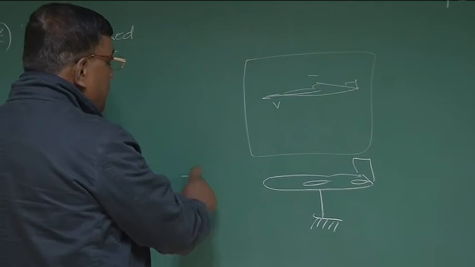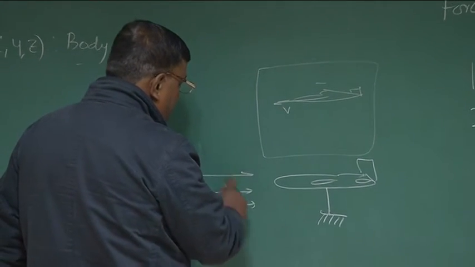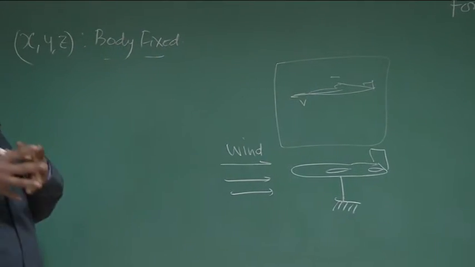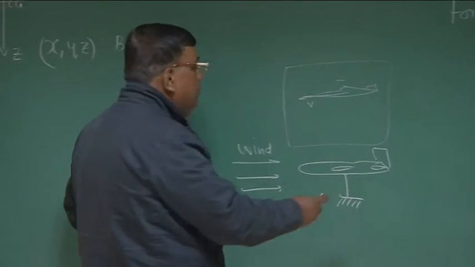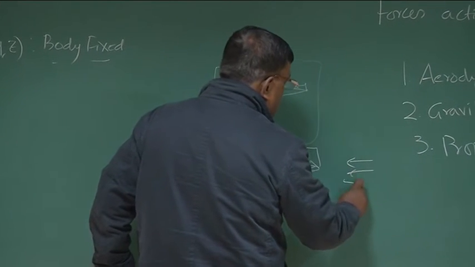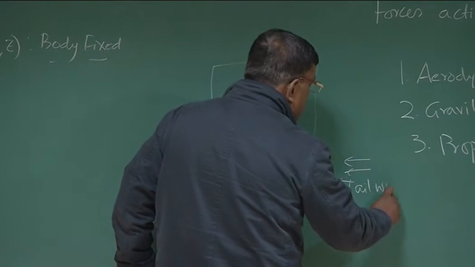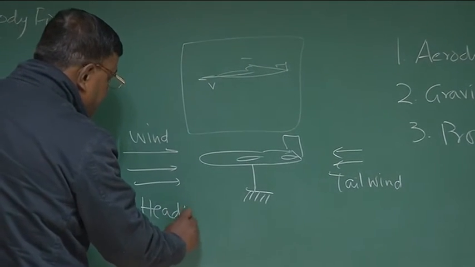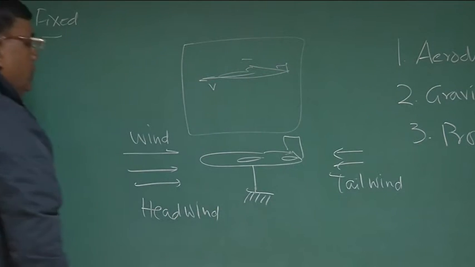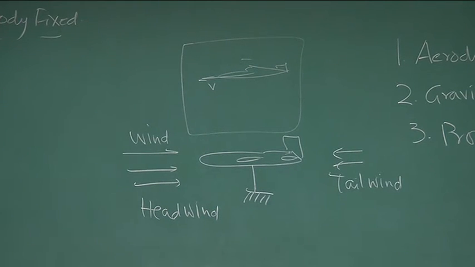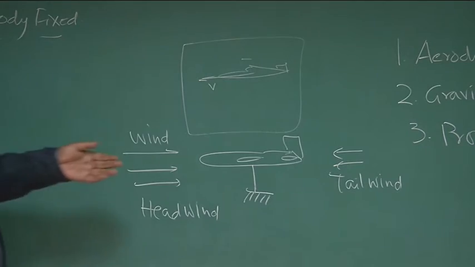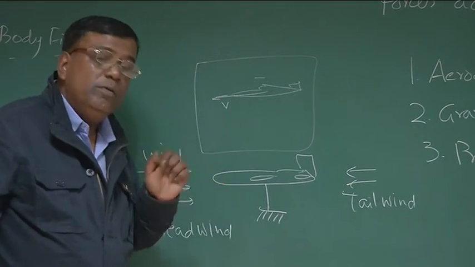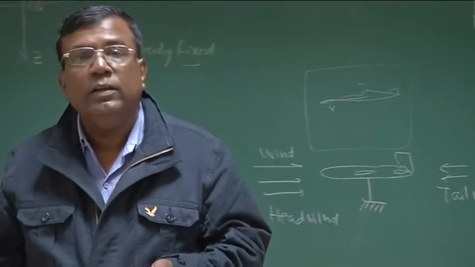But if suddenly wind starts blowing, possible, it could be wind. It's coming towards the head, we call it headwind. If it comes from here, we call it tailwind. So you could see, if there is a headwind or tailwind, it will again experience some aerodynamic forces, although this aircraft is not moving in air, it's stationary on the ground.